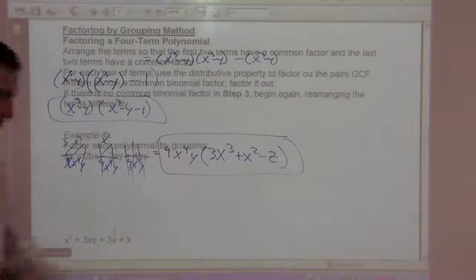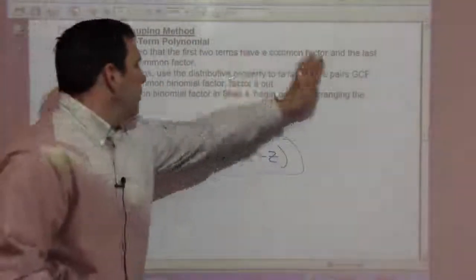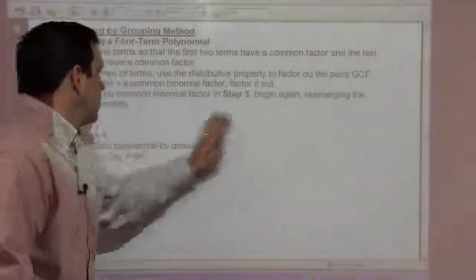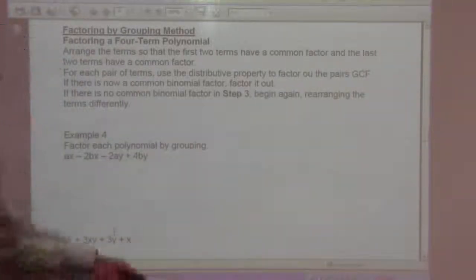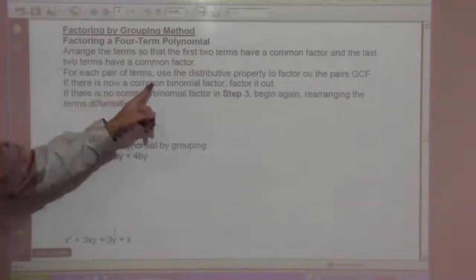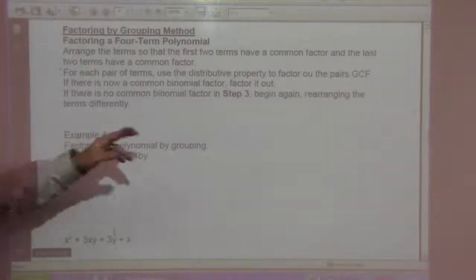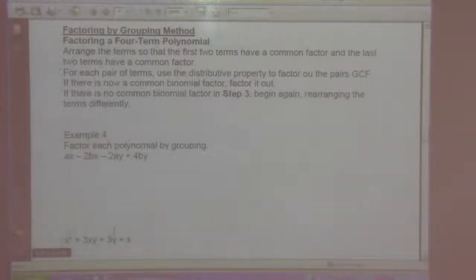Now we have the factoring by grouping method, for factoring a 4-term polynomial. To do this, we arrange the terms so that the first 2 terms have a common factor and the last 2 terms have a common factor. For each pair of terms, use the distributive property to factor out the pair's greatest common factor. If there's now a common binomial factor, factor it out. If there's no common factor in step 3, begin again, rearranging the terms differently.